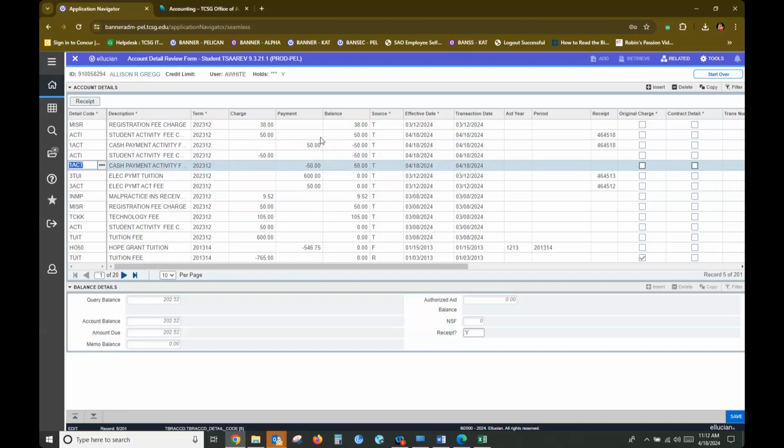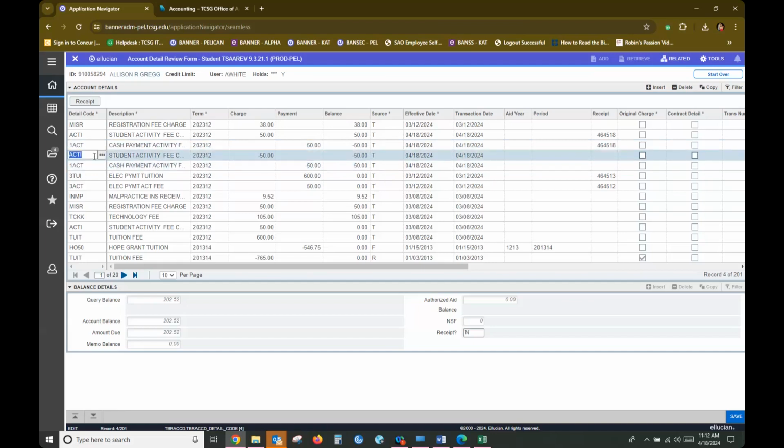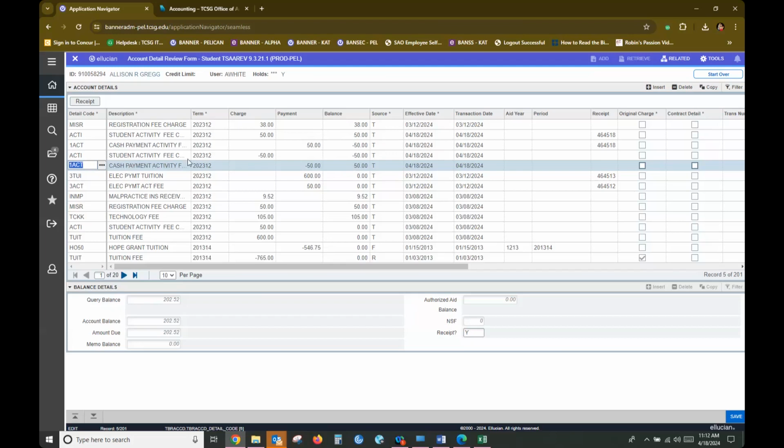So in Banner, a negative charge is considered a payment, and a positive payment is considered a charge. Very confusing, but if you can get that pushed into your head, that will help you when you're reversing charges, especially.